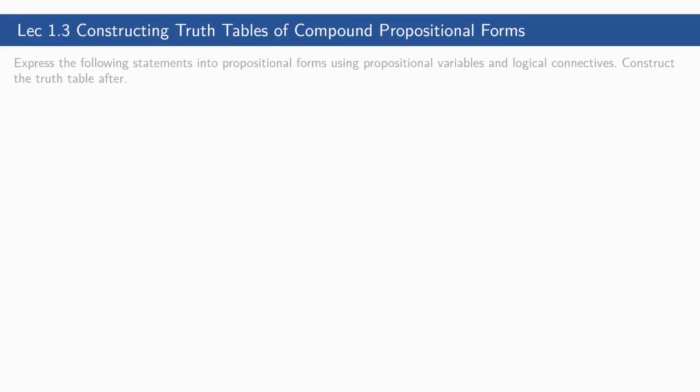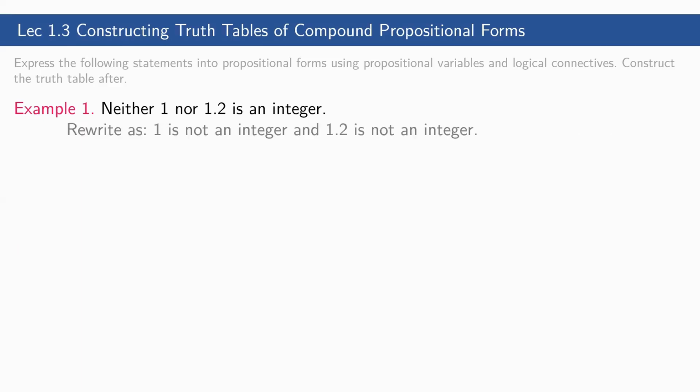Express the following statements into propositional forms using propositional variables and logical connectives. Construct the truth table after. So let's have the first example. Neither 1 nor 1.2 is an integer. Since we don't have a specific equivalent form for neither-nor in the symbols, we can express this as 1 is not an integer and 1.2 is not an integer. So they are the same.